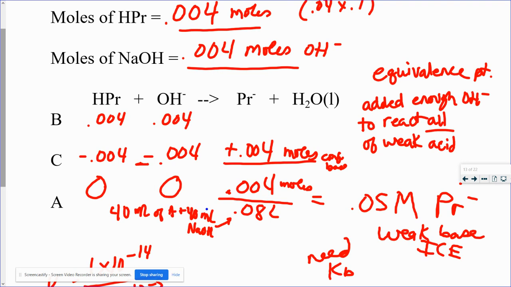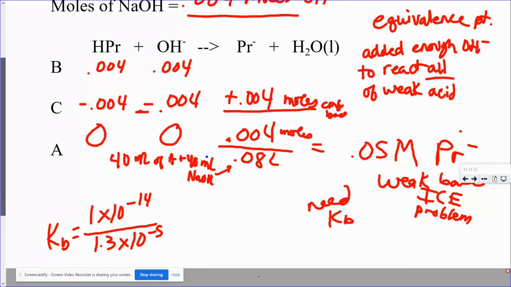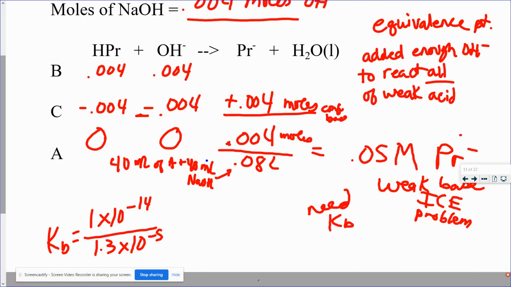So now we have to do a weak base ICE problem. And for that, we need the Kb. Well, Ka times Kb equals 1 times 10 to the minus 14th. So to find the Kb, we divide 1 times 10 to the minus 14th by the Ka, and that will give us the Kb.